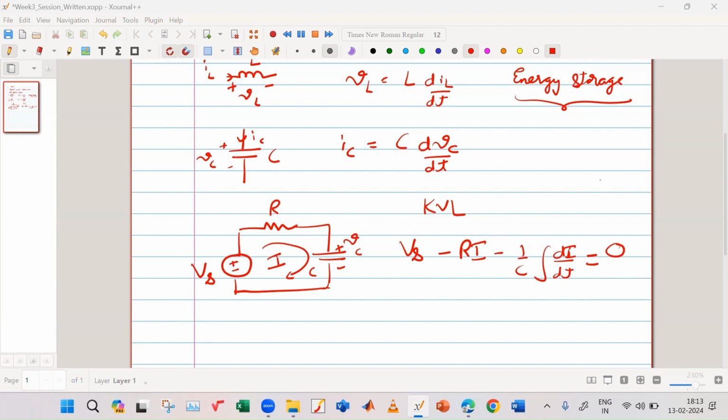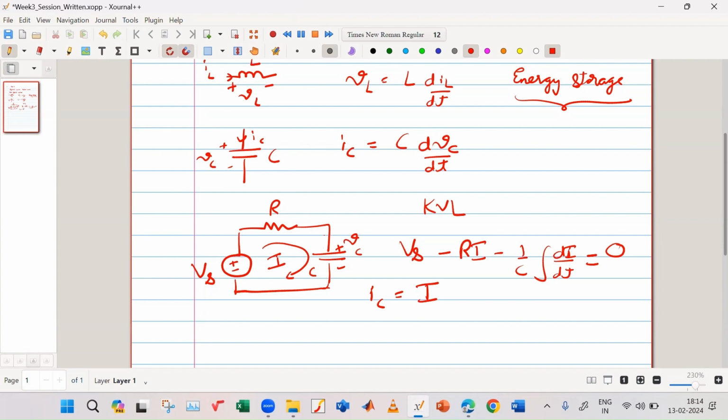Okay. So what do I know? I have written KVL over here, and now I have got this equation. Then I stop. I don't know how to proceed. Now you look at your capacitor. Your capacitor is your energy storage element. And what is the current flowing through the capacitor? The current which is flowing through the capacitor is your I. So your capacitor current IC is equal to your I.